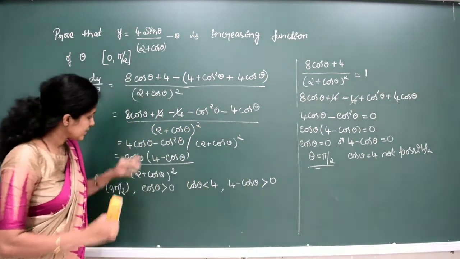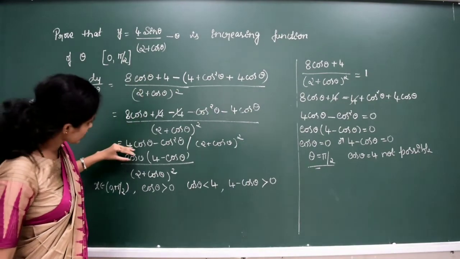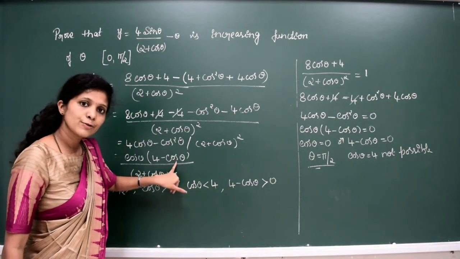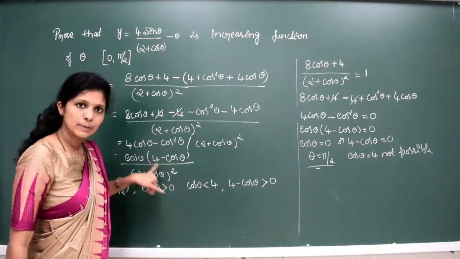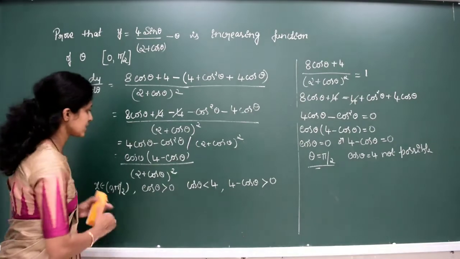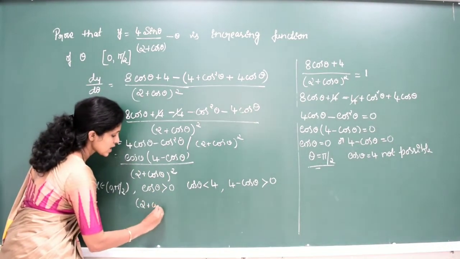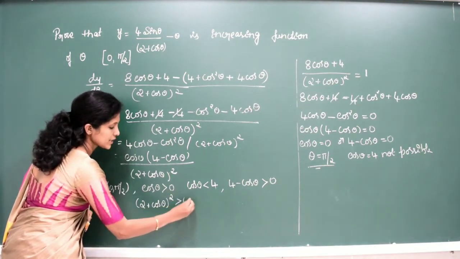Is it clear? This angle is between 0 to pi by 2, so cos theta will be greater than 0. For 4 minus cos theta, the value of cos theta is between minus 1 to 1, so obviously this will be positive. 4 minus cos theta is greater than 0. And here whole square is there, so 2 plus cos theta whole square is also greater than 0.